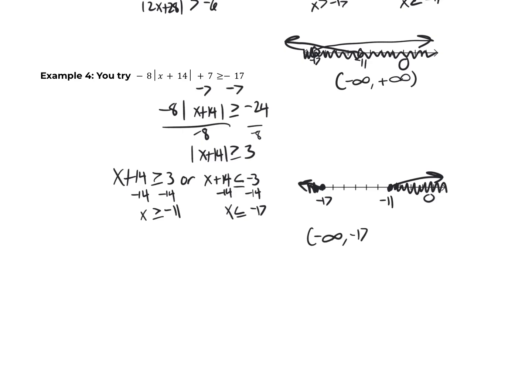So my solution set this time, my interval, goes from negative infinity to negative 17. At negative 17, I have a bracket. Then there's a gap until I get to negative 11 with a bracket because of the closed circle, going towards positive infinity, forever to the right.